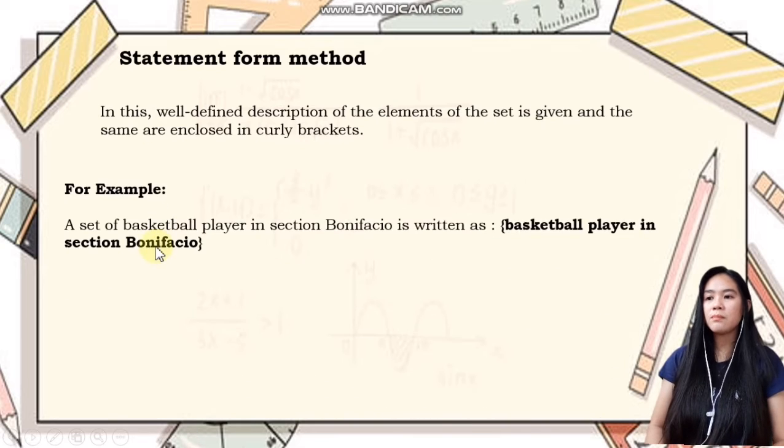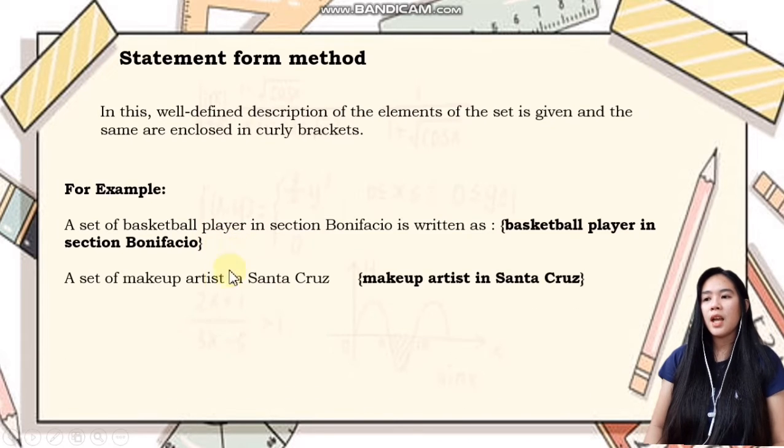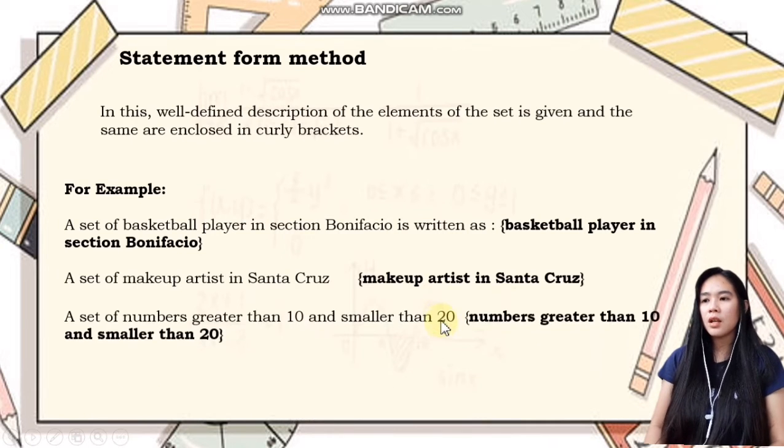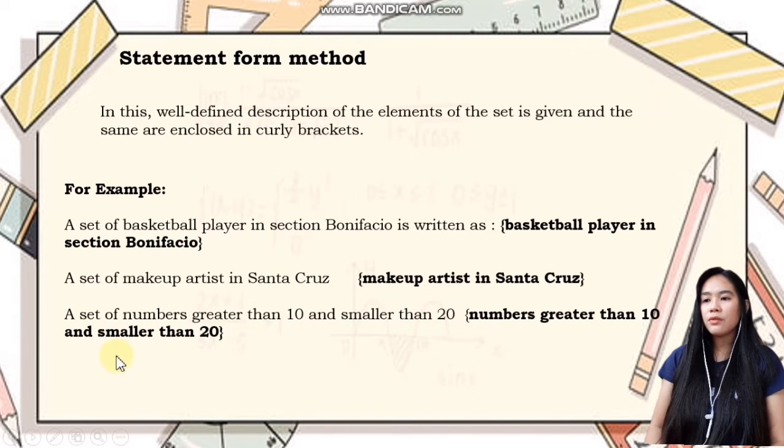So, for example, a set of basketball players in section Bonifacio is written as curly brackets, then basketball players in section Bonifacio, close curly brackets. So another example, a set of makeup artists in Santa Cruz is written like this, curly brackets, makeup artists in Santa Cruz. So another example again, a set of numbers greater than 10 and smaller than 20. So, naka-enclose pa rin siya sa ating curly brackets. Then, numbers greater than 10 and smaller than 20.